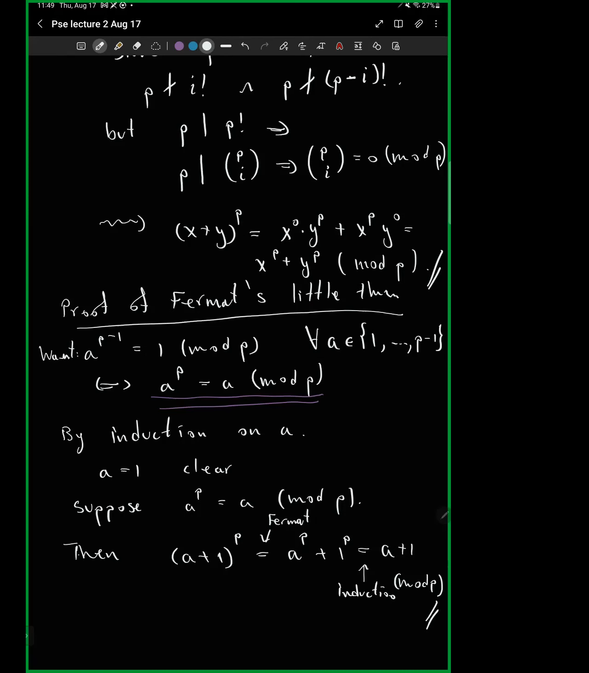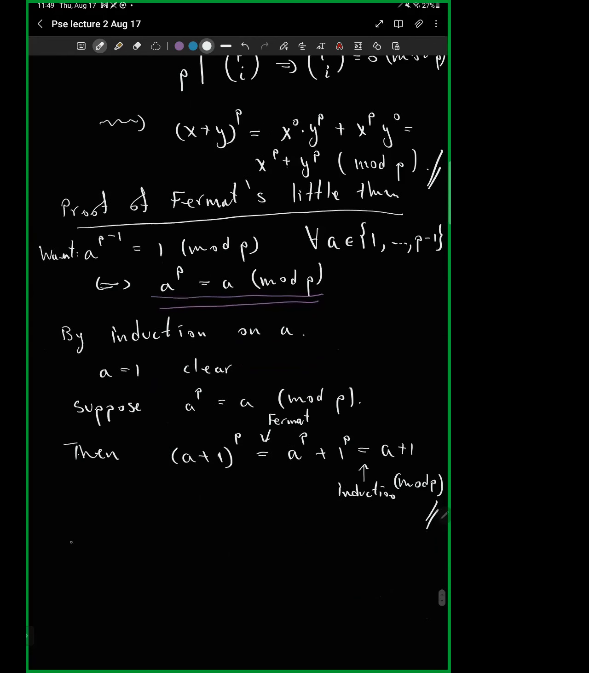Okay, so now the next example uses these statements. I call it F_p star. This is all the numbers 1 up to p minus 1 with the binary operation being multiplication mod p. And I claim that this is a group.